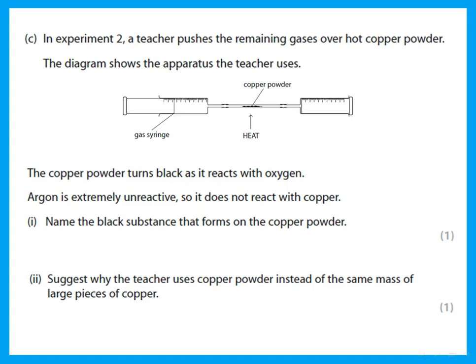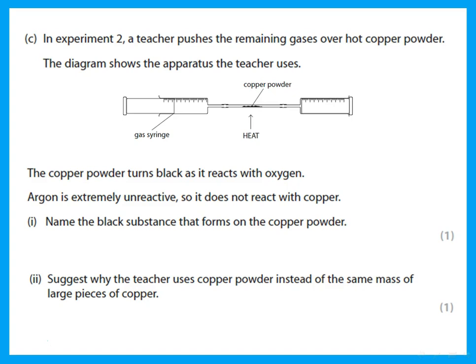In experiment 2, a teacher pushes the remaining gases over hot copper powder. The copper powder turns black because the copper reacts with oxygen. Argon is extremely unreactive, so it does not react with copper. Name the black substance that forms on the copper.